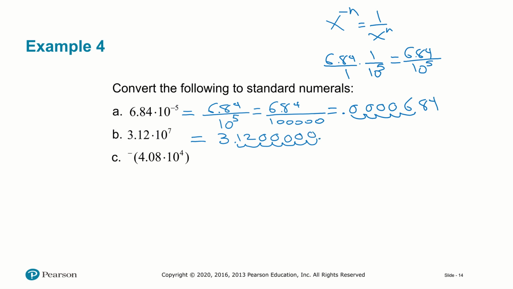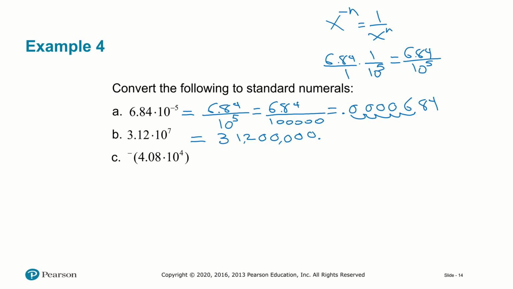So the decimal is now here. We go ahead and erase the original decimal and we're done. So there it is. Now, of course, if we start from the right side and put commas every 3 digits, we would end up with 31,200,000.